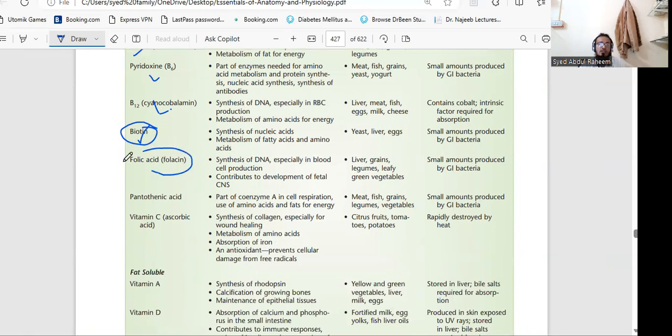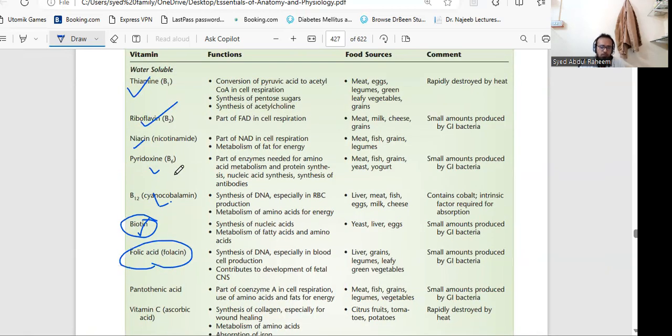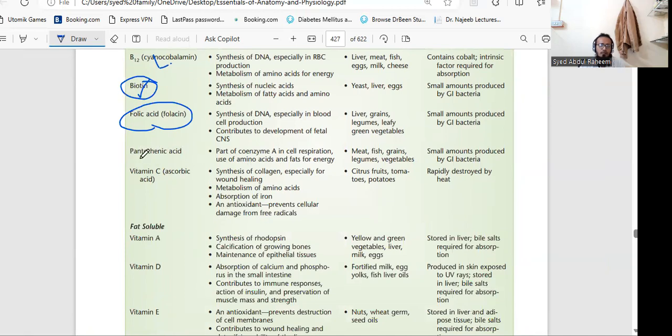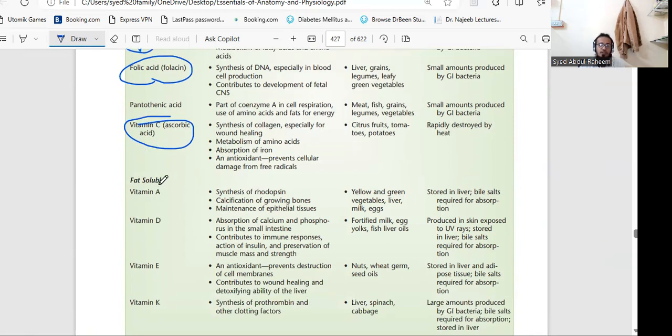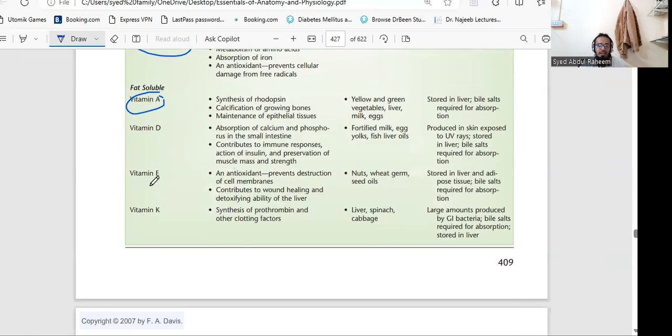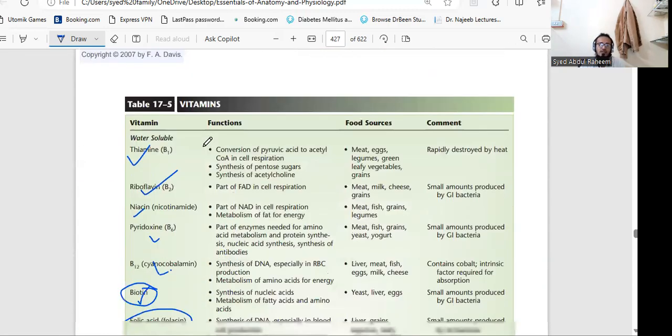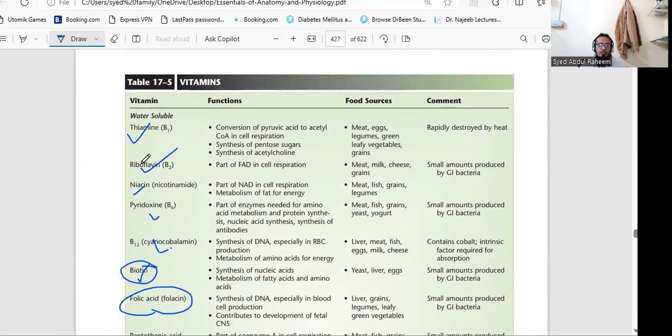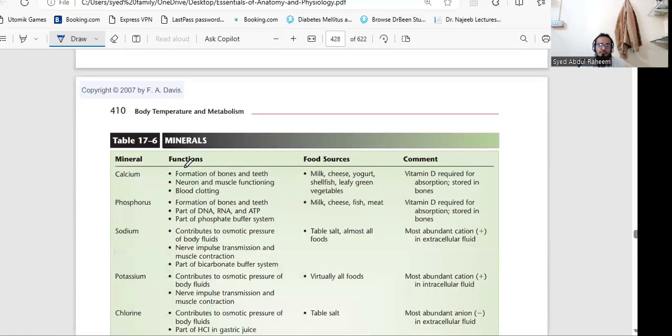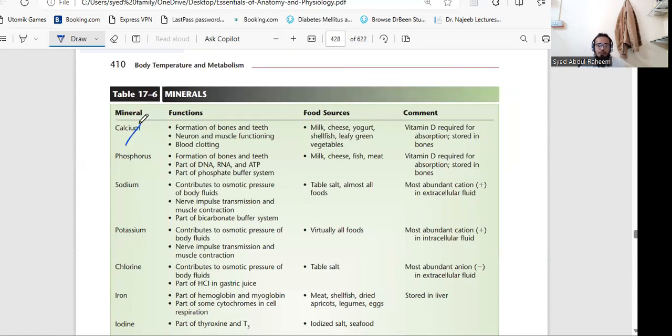Folic acid in pregnancy, folic acid, vitamin B6, B12. Vitamin B6 is very necessary for the immune system. Here we have vitamin A, vitamin D, E, and K. Vitamin D is also very important nowadays. Vitamin D deficiency is seen because people are not exposing themselves to UV rays. You have to expose yourself to the sun. Riboflavin, vitamin B2, is also important.